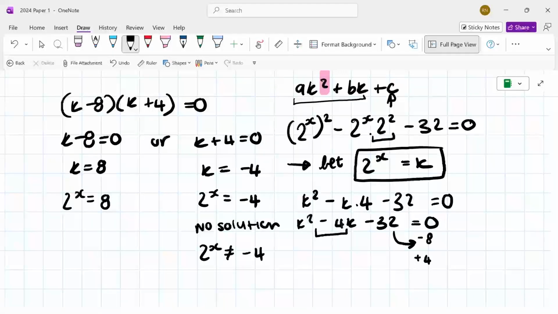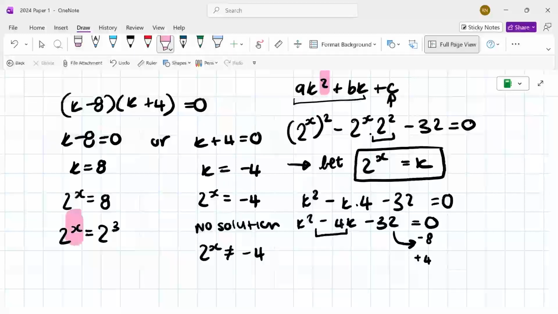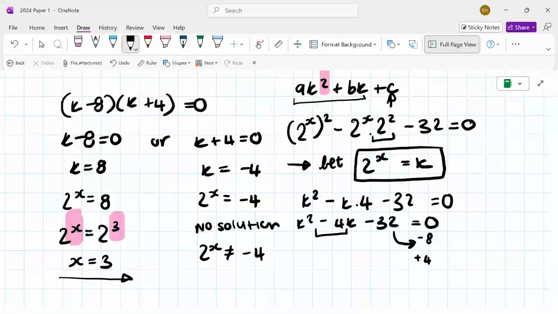But we can definitely do this one, because we know that I can make this 8 into 2 to the 3. And if I have 2 to the x is equal to 2 to the 3, I can drop the bases, and I know that x is going to be equal to 3. Okay, so the only answer would be x is equal to 3. Okay, cool.